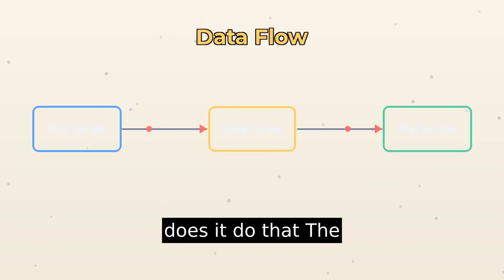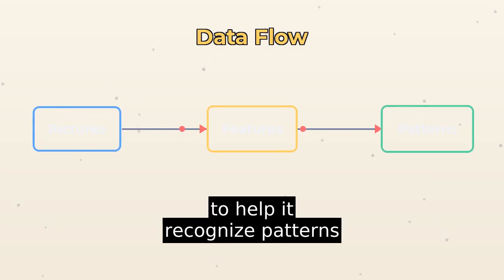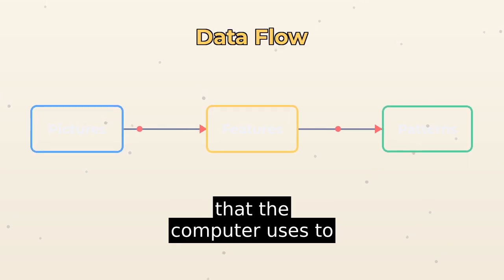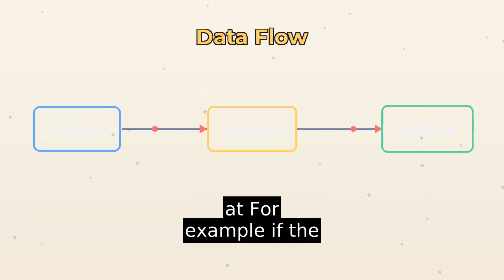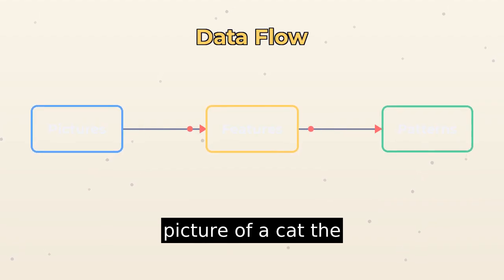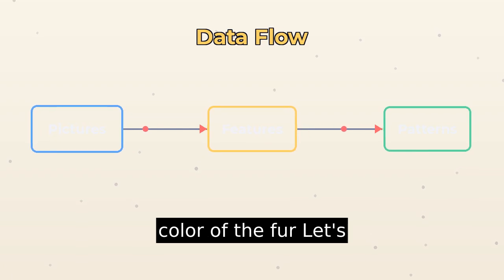But how does it do that? The computer uses something called features to help it recognize patterns. Features are like special clues that the computer uses to figure out what it's looking at. For example, if the computer is looking at a picture of a cat, the features might be the shape of the ears or the color of the fur.